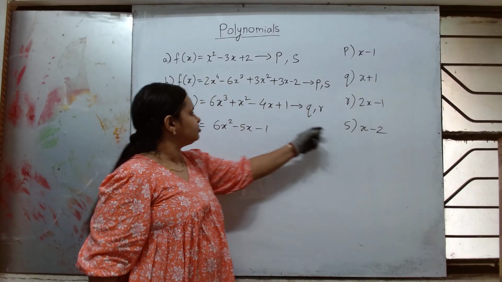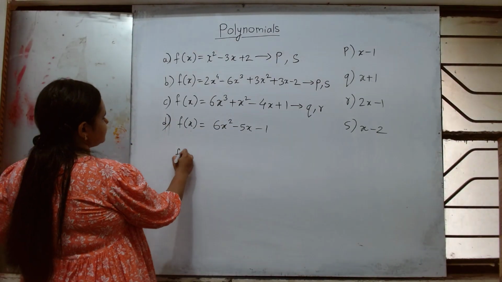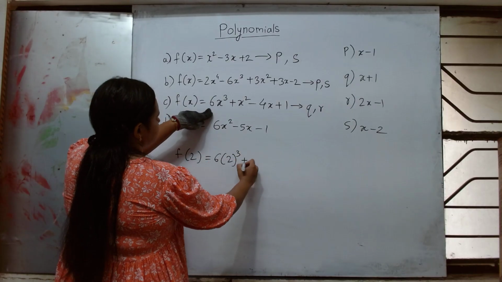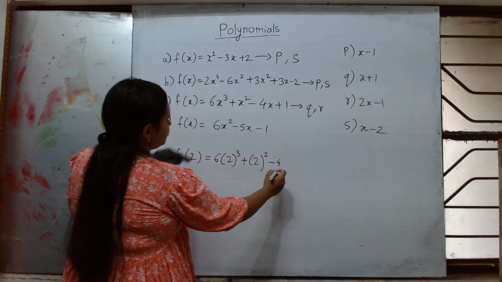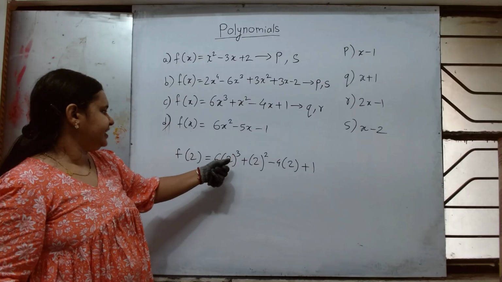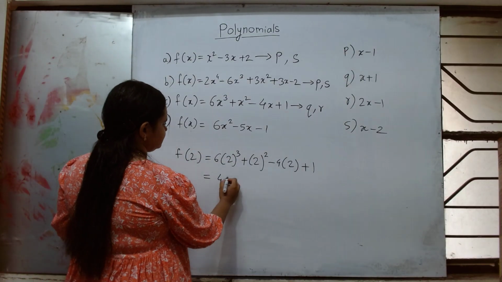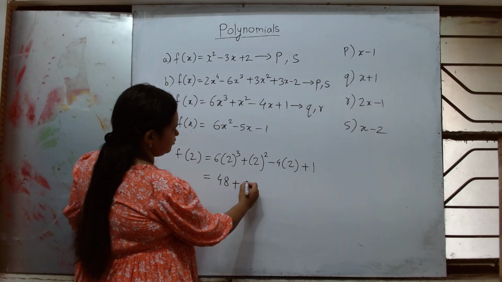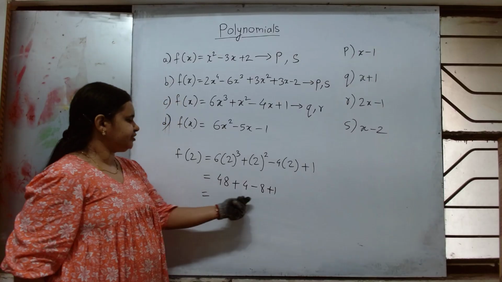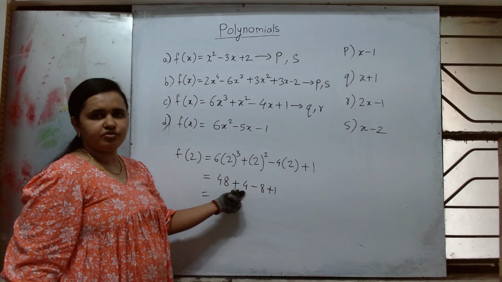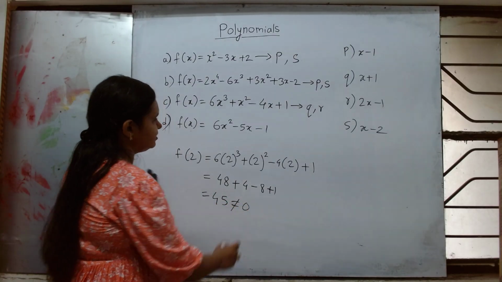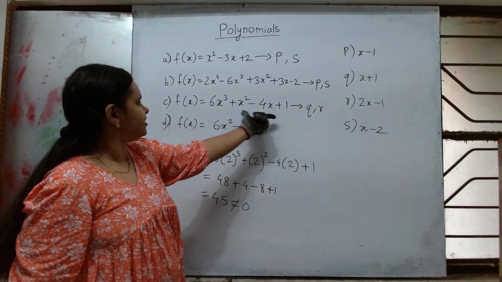Now again for x minus 2, let us check whether x minus 2 is a factor. f of 2 will be 6 times 2 cube plus 2 square minus 4 into 2 plus 1. It will be 2 cube is 8, 8 sixes are 48, plus 2 square is 4 minus 8 plus 1. Now 48 minus 8 is 40, 40 plus 4 is 44 plus 1 is 45. So it is not coming 0. Therefore x minus 2 is not a factor of the third polynomial.